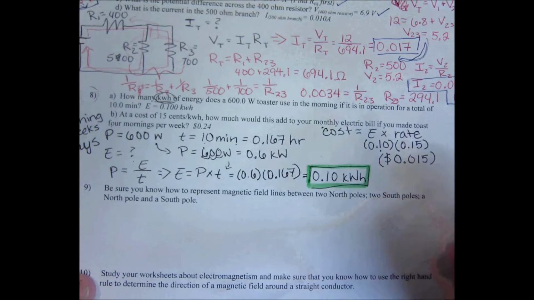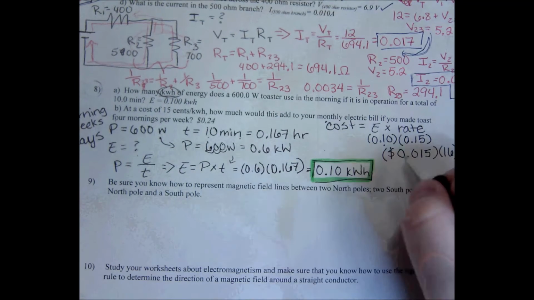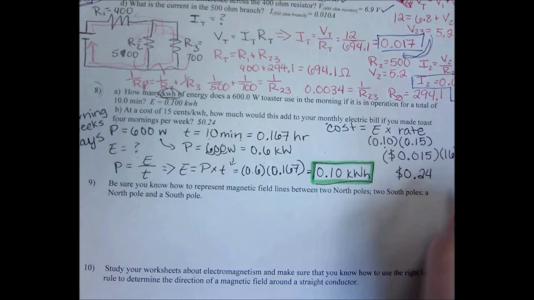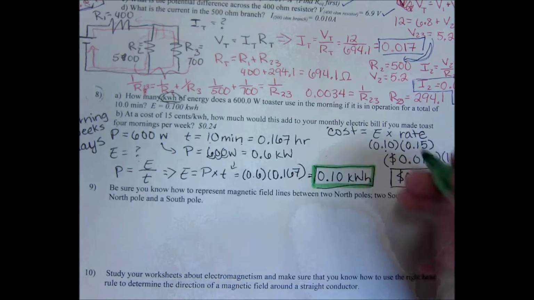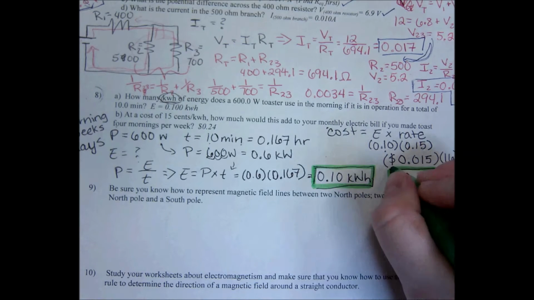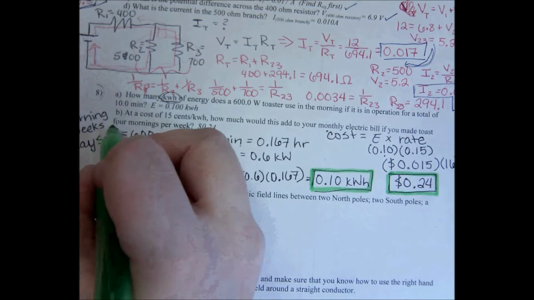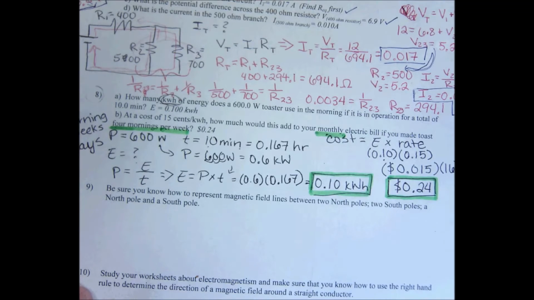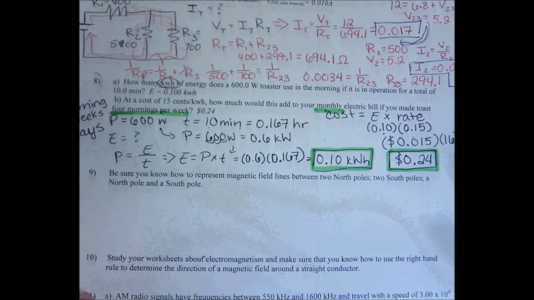So we're going to do 0.015 times 16, and we're going to get that per month the toaster is costing us $0.24, which is the same as 24 cents. None of that math was very hard, but I managed to confuse myself a little even because I thought it just said 4 mornings, and then I realized that it said monthly, so you had to multiply by 4. So just make sure you read the problems really well when you're doing this stuff.